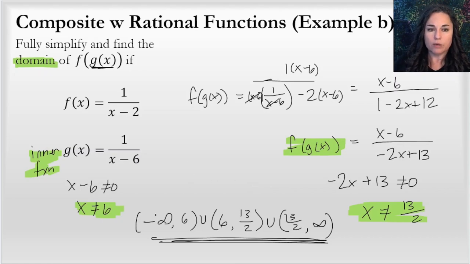Okay, so that can be confusing, and I can feel you on that. Make sure you're executing your algebra and simplifying accurately. Don't be making up your own algebra rules. And then also check the domain of your inner function to combine it with the domain of the resultant composite function.